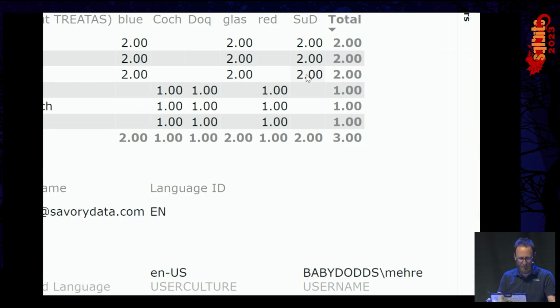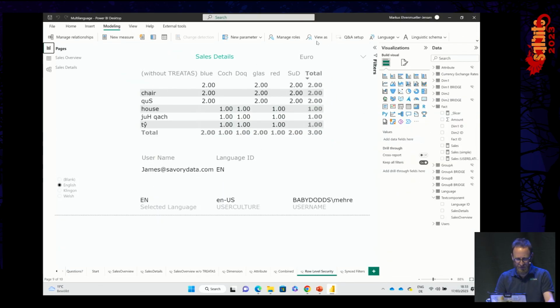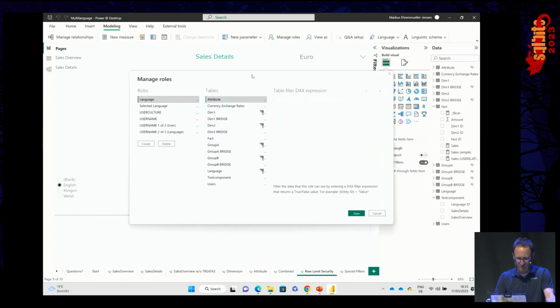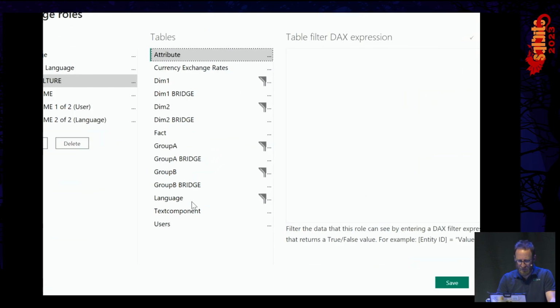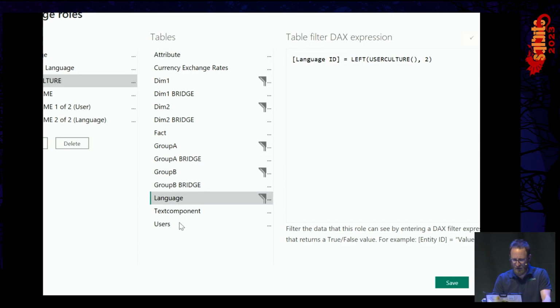So this would be one way. You could also use, instead of the actual role, let me find here, manage roles, user culture, right? So again, zoom in here. For the language tables, I don't have a user table. I just use the language table and filter it on the user culture. And the user culture is then EN-US, for example. So I'm losing the left two letters because this is how I store the IDs, to filter the language ID.